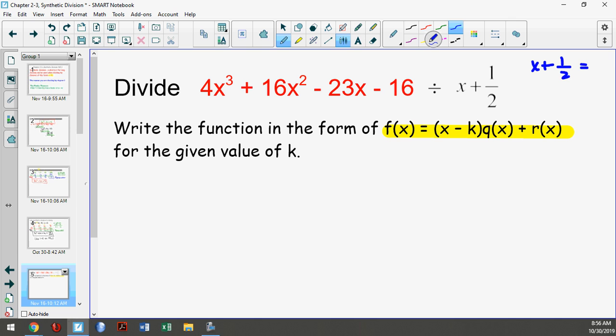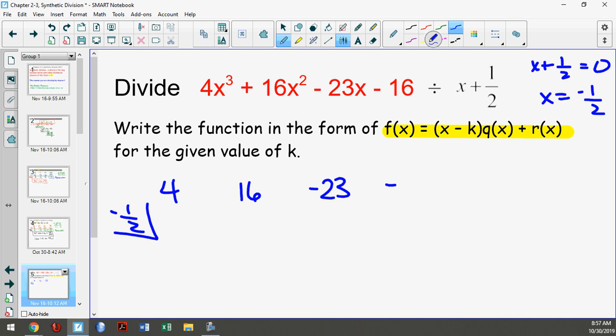So x plus 1/2 is equal to 0. So how do I solve this? Minus 1/2. Now what goes in the half box? Negative 1/2 goes in the half box. And I'm going to simply bring down only my lovely little numbers off my variables. So 4x cubed, 16x squared, minus 23x, minus 16.